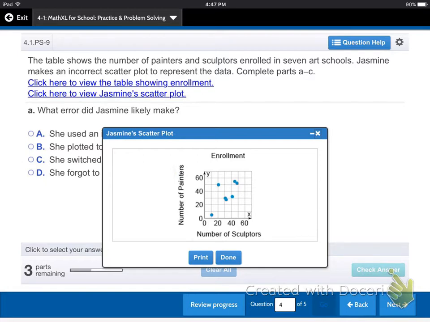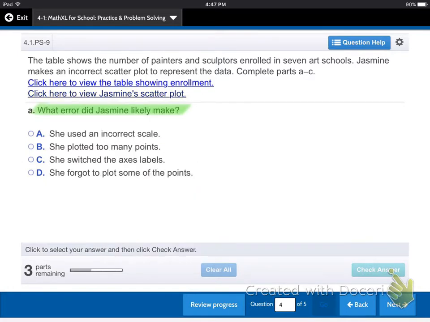Okay, and did you come back? Now what you're going to notice is that she simply switched the axes labels. This one. Okay, so let's go on.